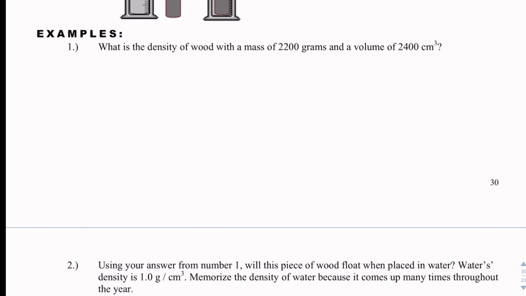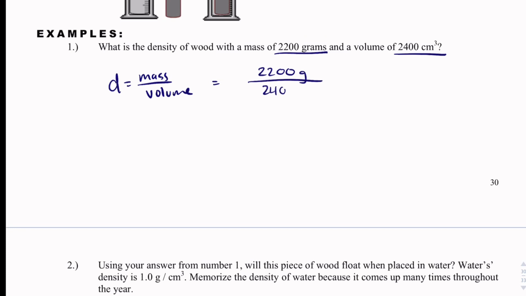point. So question 1 says, what is the density of wood with a mass of 2,200 grams and a volume of 2,400 cubic centimeters? So I'm going to say density equals mass over volume. I'm going to plug in what I know. 2,200, that is a mass, and 2,400 cubic centimeters, that is a volume, and so I'm going to get 0.91667 grams per cubic centimeter.